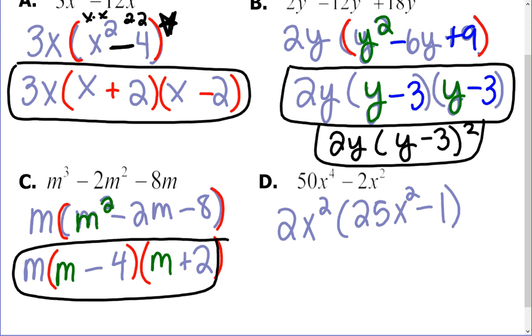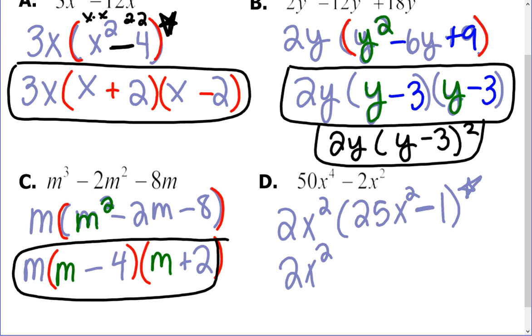And now, again, this is critical for you guys to realize that this is a difference of two perfect squares. Difference because it's a subtraction sign, and then this is a perfect square because 5x times 5x is 25x squared, and 1 times 1 is 1. So let's factor that. This is what we did yesterday in section 7.7. So we have 2x squared.